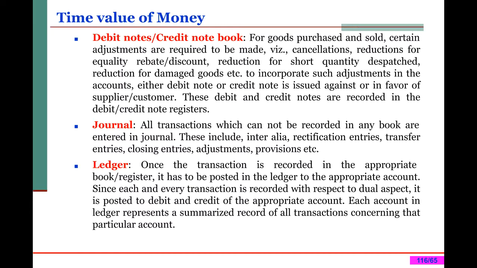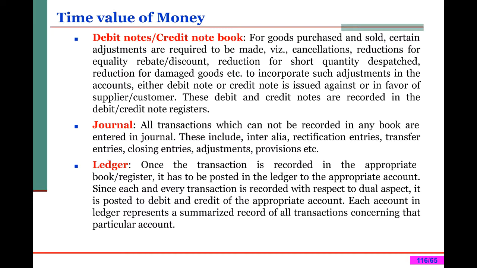Adjustments may have to be made, viz. cancellations, reductions for quality rebate/discount, reduction for short quantity dispatched, reduction for damaged goods, etc. To incorporate such adjustments in the accounts, either a debit note or a credit note is issued against or in favor of the supplier/customer. These debit and credit notes are recorded in the debit/credit note registers.